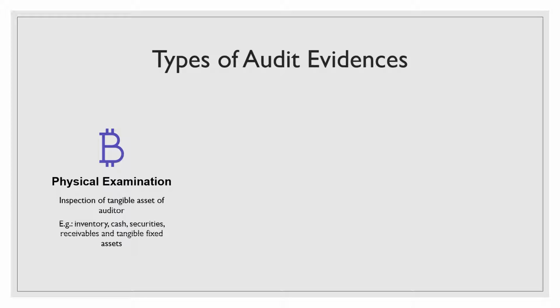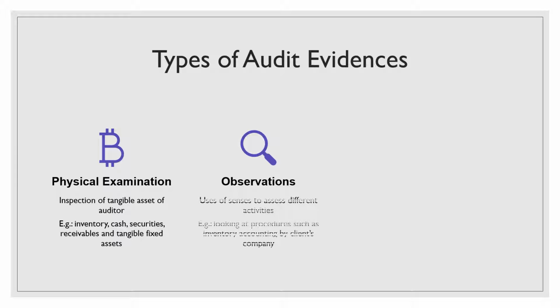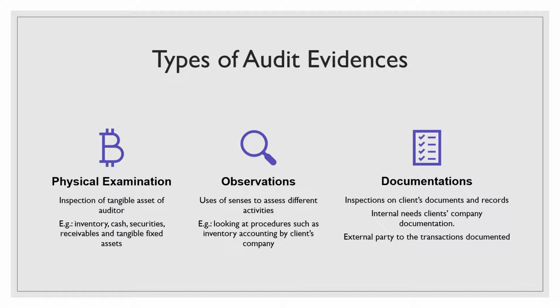The next one is observation. It is the use of the senses to assess client activities. Observation is rarely sufficient by itself because of the risk of the client changing their behavior because of the auditor's presence. The third one is documentation. It is the auditor's inspection of the client's documents and records to substantiate the information that is or should be included in the financial statements.